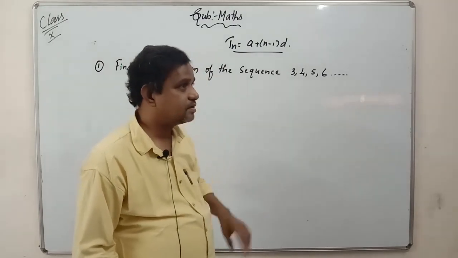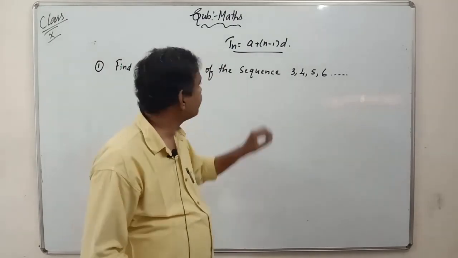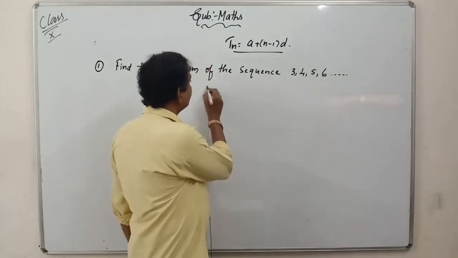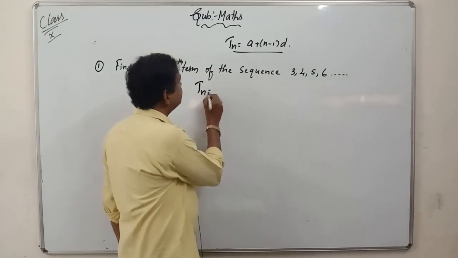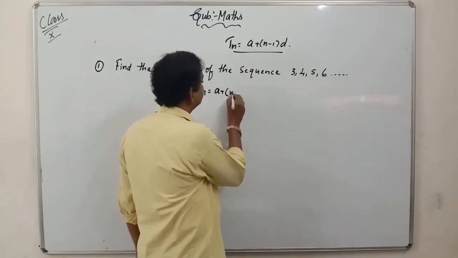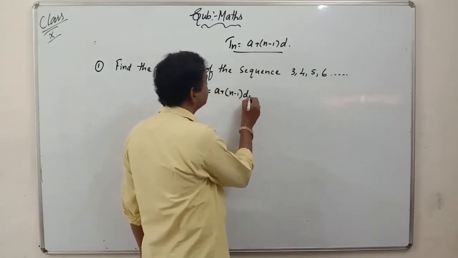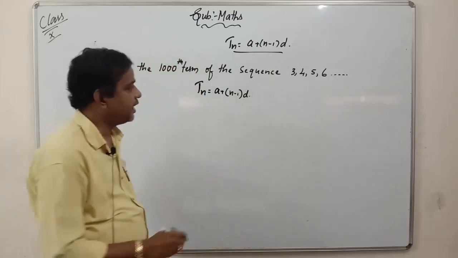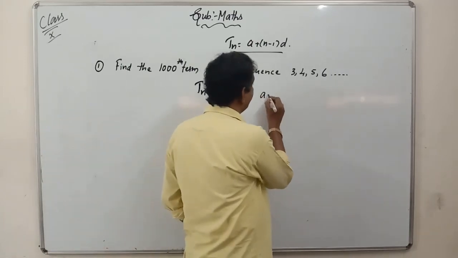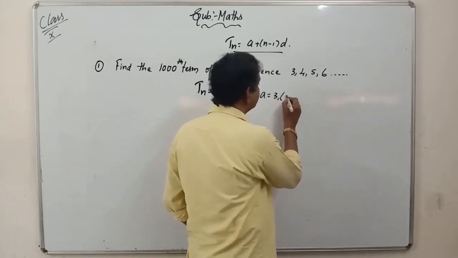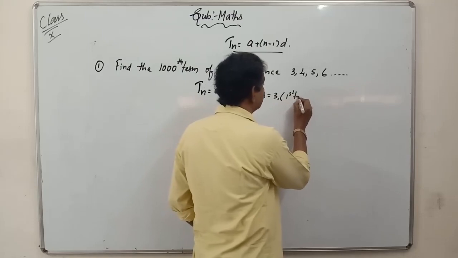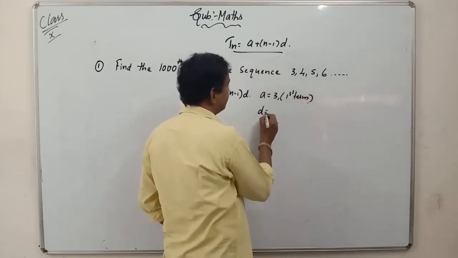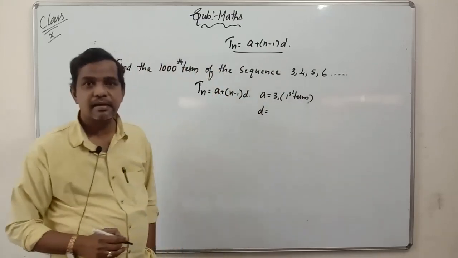First, we'll use the formula I told you. So what is A here? Take Tn equals a plus (n minus 1) d. What is A? A equals 3. Why? Because this is the first term, and we want d. I told you already how to find d also.